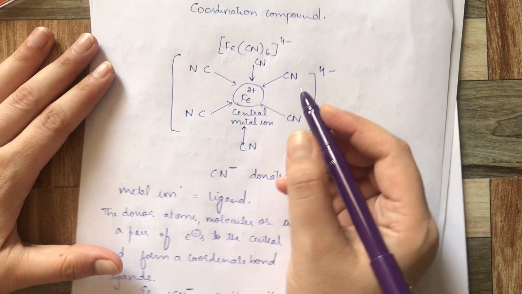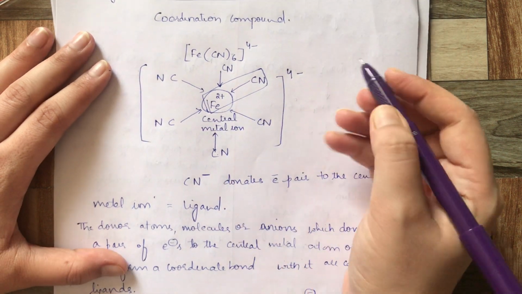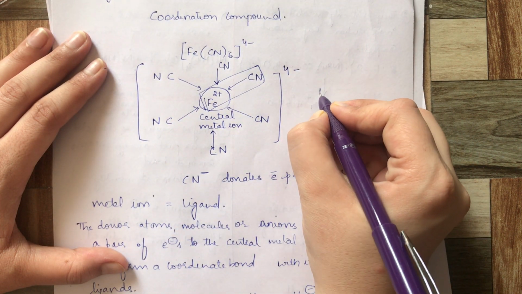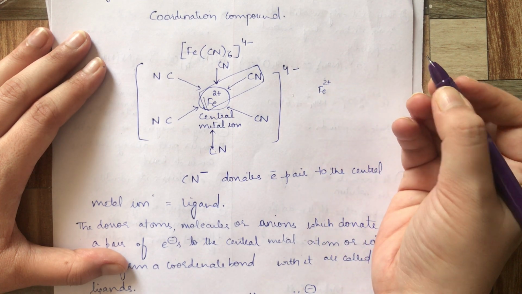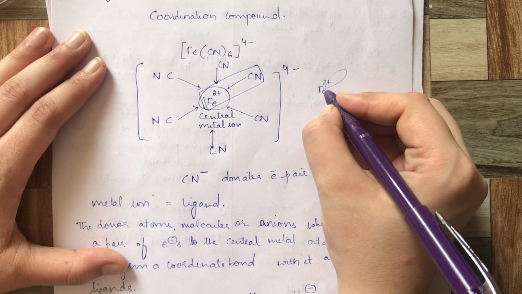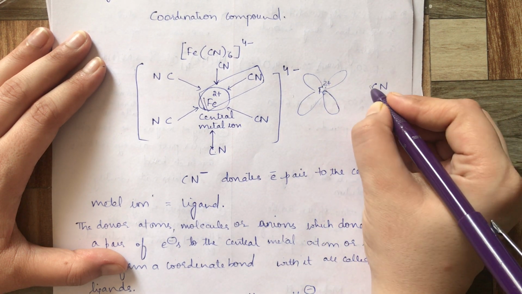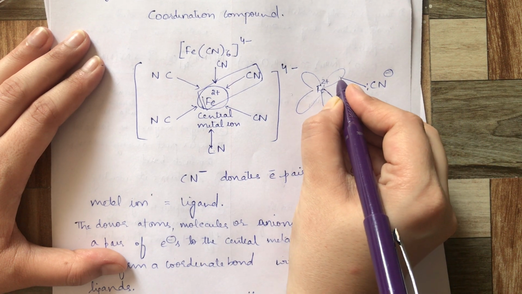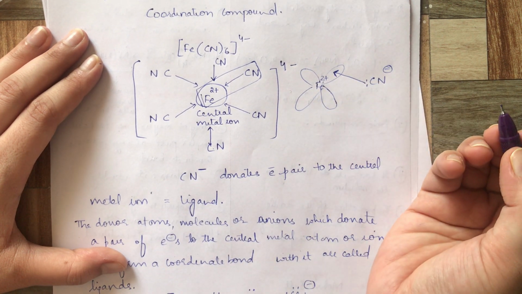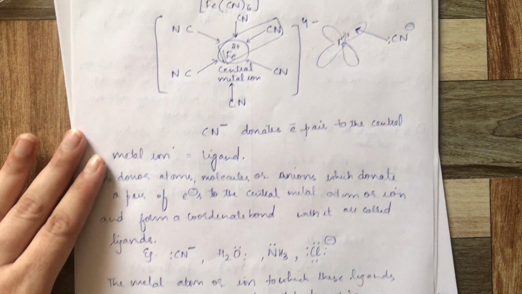If we look into this particular coordinate bond, how will it be formed? We have Fe2+, which has, suppose, an empty d orbital. CN- has electron density, so this is donated to the empty orbital of Fe2+ and a coordinate bond is formed.